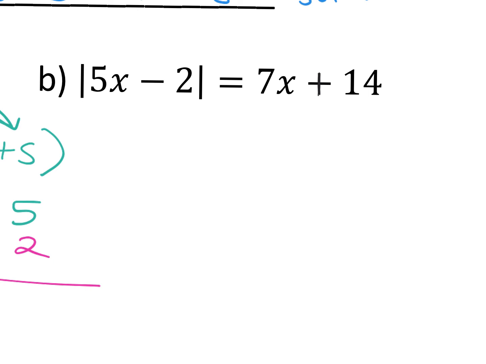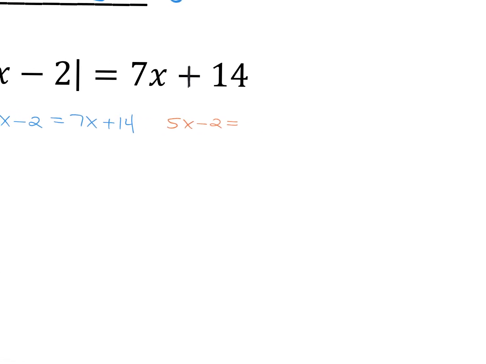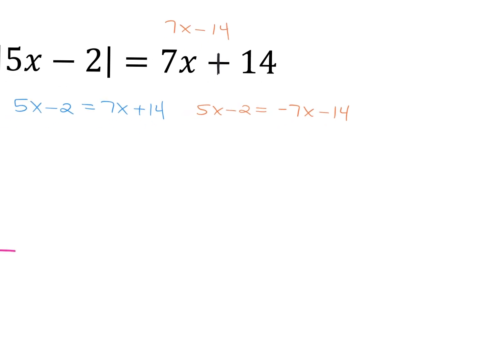Make 2 equations. The first one, 5x minus 2 equals 7x plus 14. Okay, that's your first one. The second one, the trickier one, is 5x minus 2 equals what? -7x minus 14. Change the sign of everything. So if it was 7x minus 14 to start, you would say -7x plus 14, right? Change the sign of everything. So -7x minus 14. And then we solve.